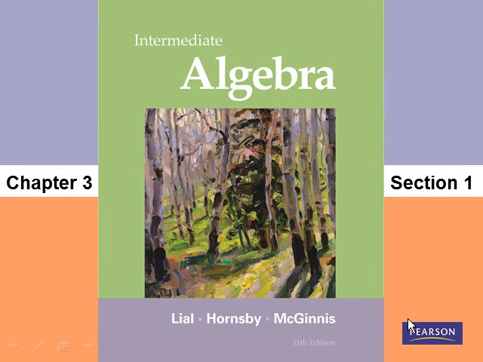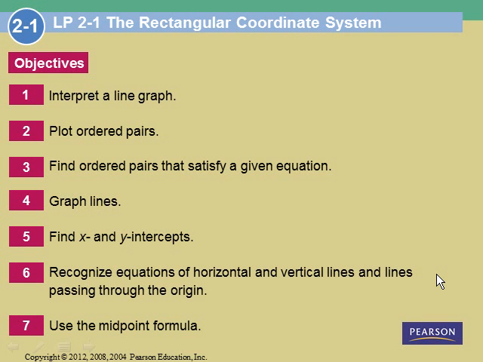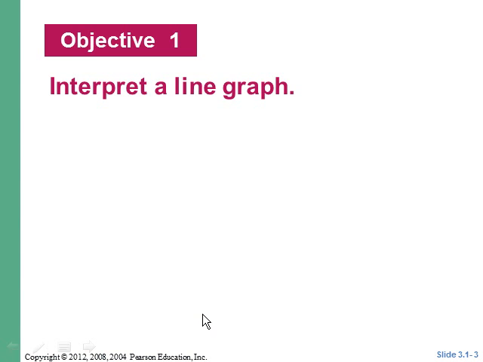All right, we're starting the next unit. We are doing Learning Plan 2.1, which in our textbook is Chapter 3, and we're going to start out with the rectangular coordinate system. Today we're going to interpret a line graph, plot ordered pairs, find ordered pairs that satisfy a given equation, graph lines, find intercepts, recognize the equations that are horizontal and vertical lines and lines passing through the origin, and then use the midpoint theorem. So we better get started, huh?